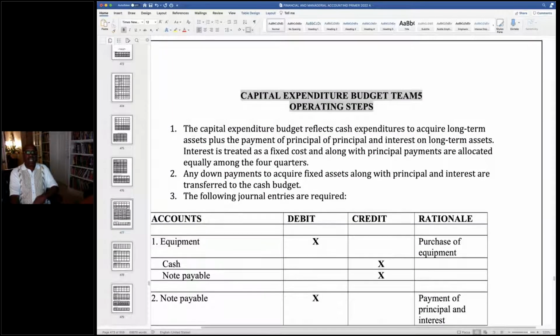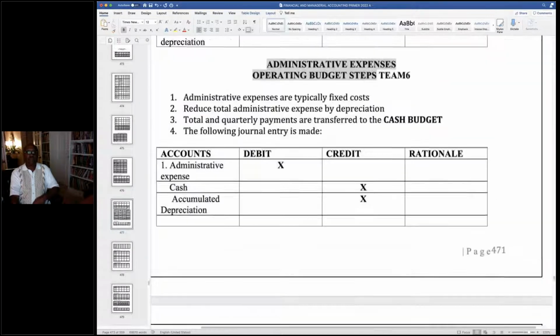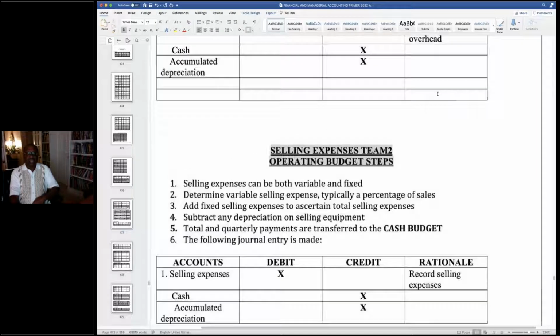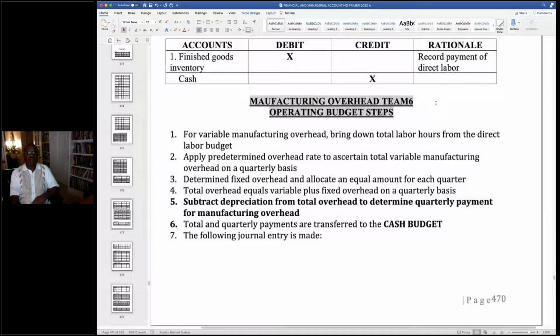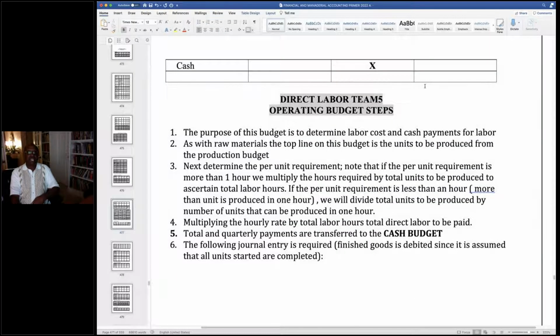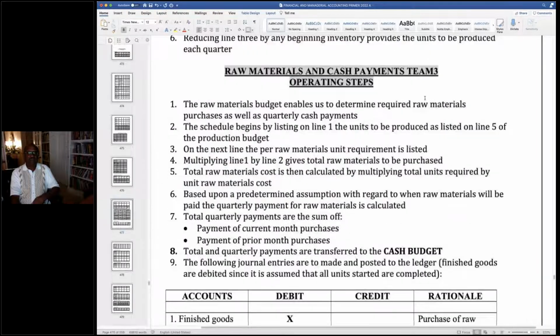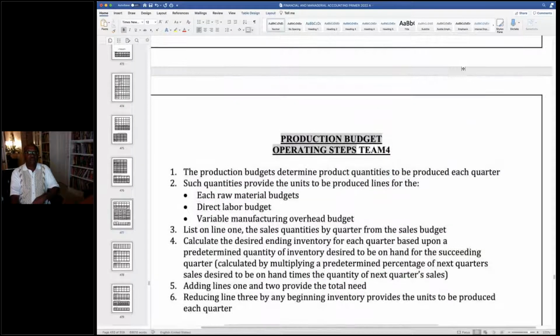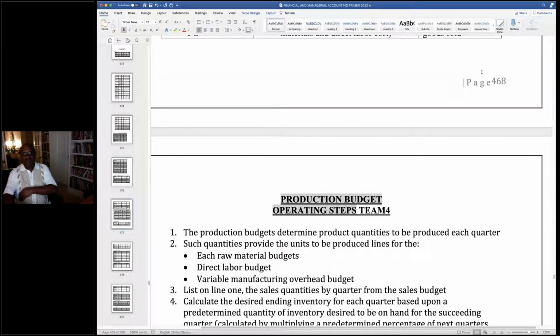Okay, team 5 had the budget. Team 6 had administrative expenses. Okay, that's good. Right. Team 2 had selling expenses. Manufacturing overhead, team 6. You got 2? Labor, team 5. Raw materials, team 3. Production budget, team 4. Now, next Tuesday, you won't have to worry about that. Your team will have one by itself.